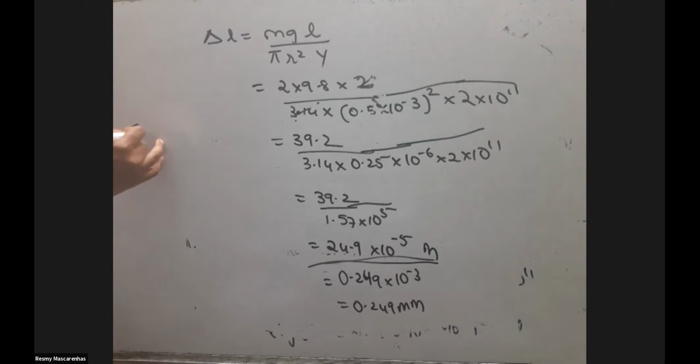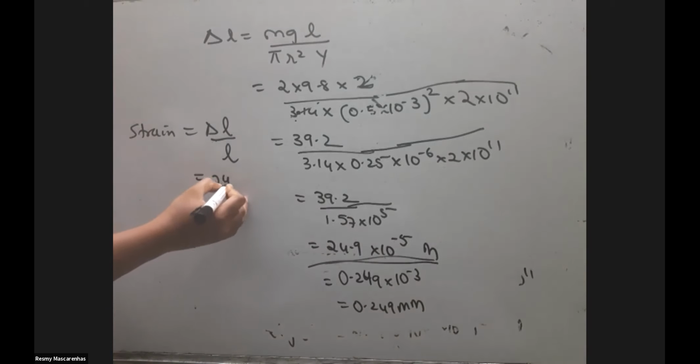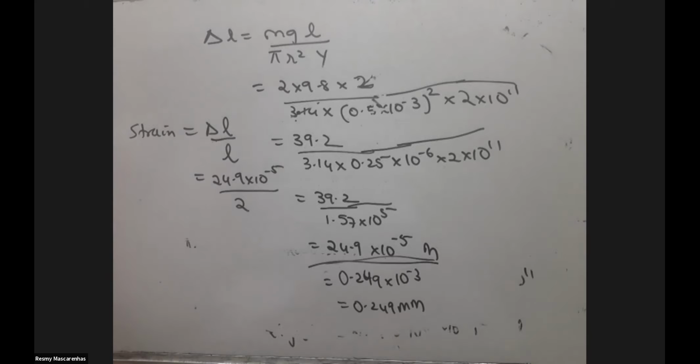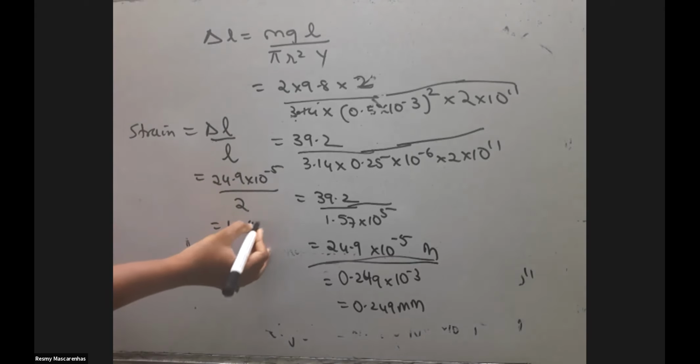Next is your strain. Strain formula is nothing but simple change in the dimension upon your original dimension. So 24 divided by 2. Half of 24.9. So that will be 1, 2, 4.